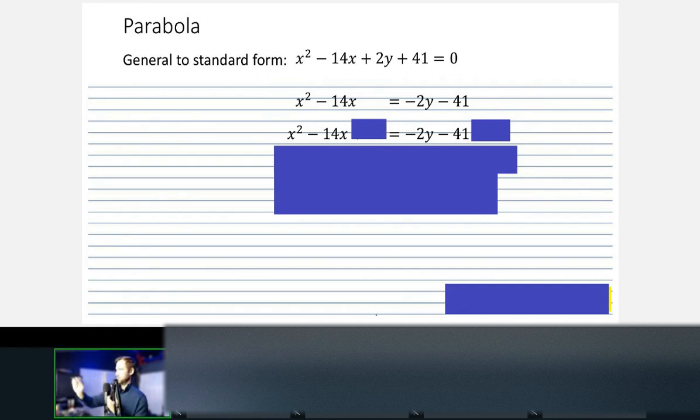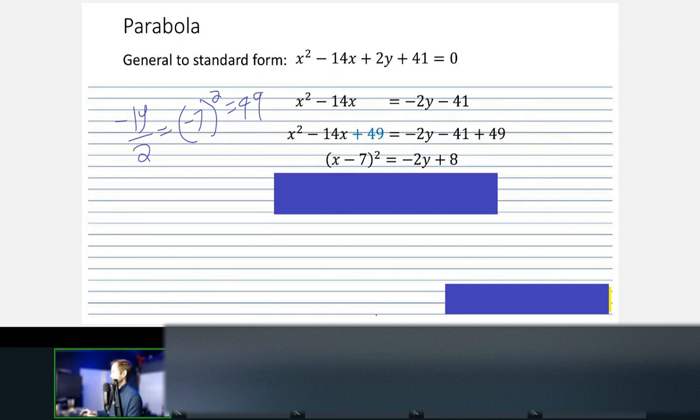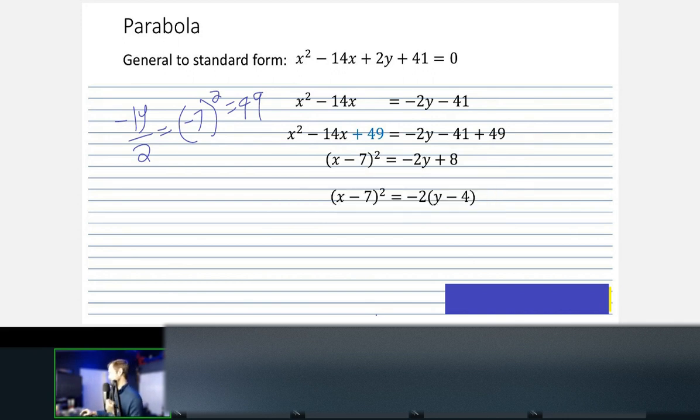We'll have to do -14 divided by 2, which is equal to -7. And then we have to square it, which gives us 49. So we're going to add 49 to both sides. And then we have to factor the left side and combine like terms on the right side. And then our last step to put in standard form is to factor out that -2. And then we have the answer. Pretty simple.